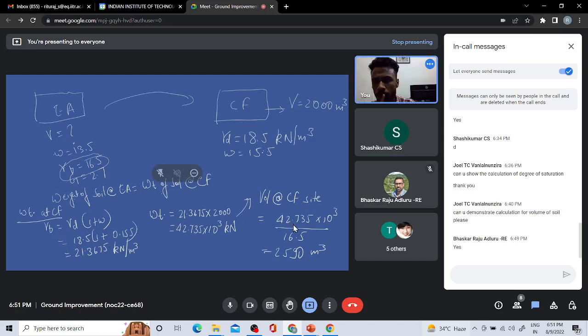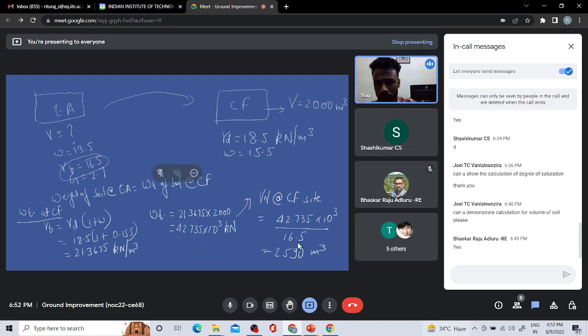So for the calculation of the weight of the soil at the compacted field, I had taken the gamma D 18.5. Yes, sir, this will be the gamma bulk you were saying, right? 21.3. If we use the bulk density to calculate the weight, we will get 2590. But if we use the same gamma bulk of the borrow area, then it will be different, no?